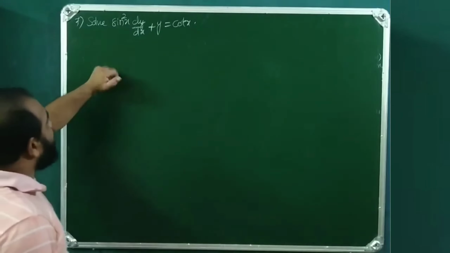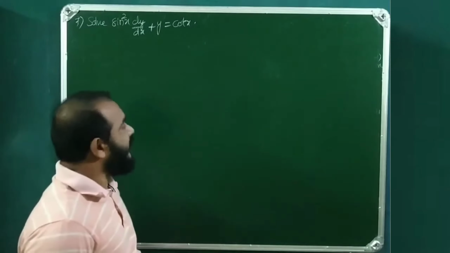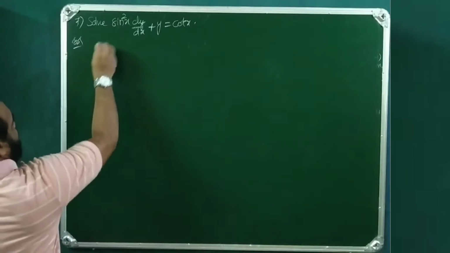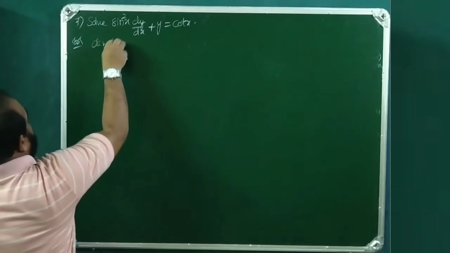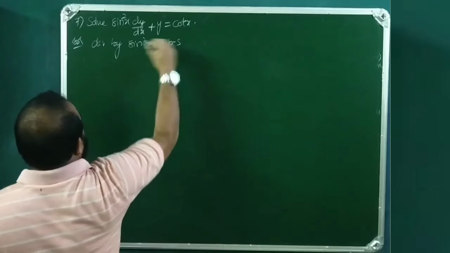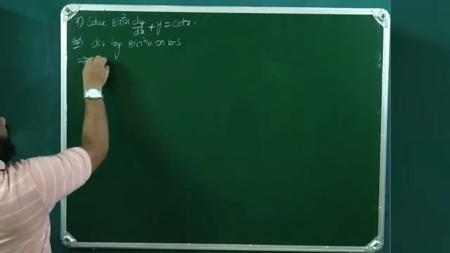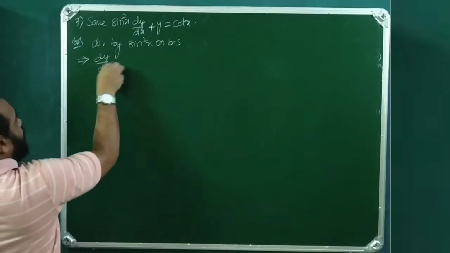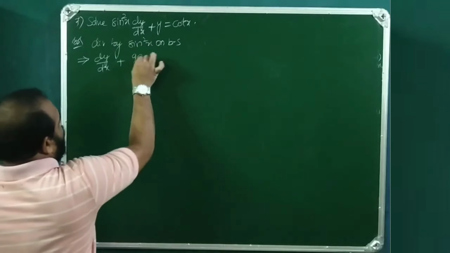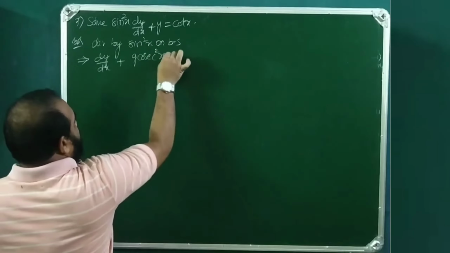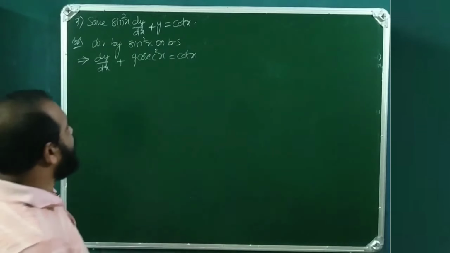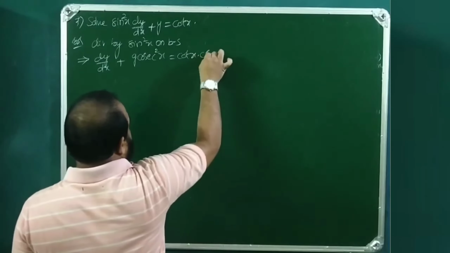Solve sin square x into dy by dx plus y equals cot x. Let us divide by sin square x on both sides. This gives dy by dx plus y by sin square x, which is cosecant square x, is equal to cot x by sin square x, which is again cosecant square x.